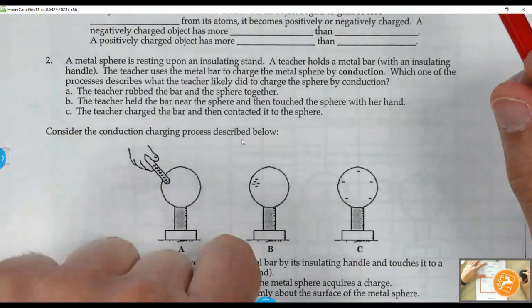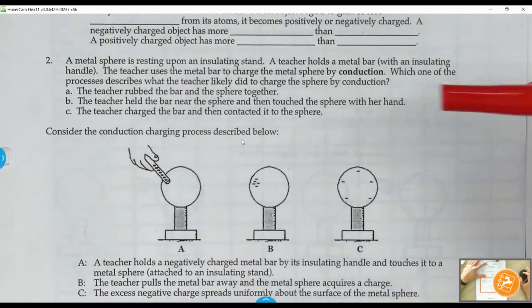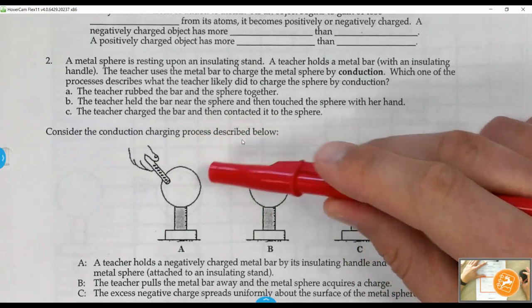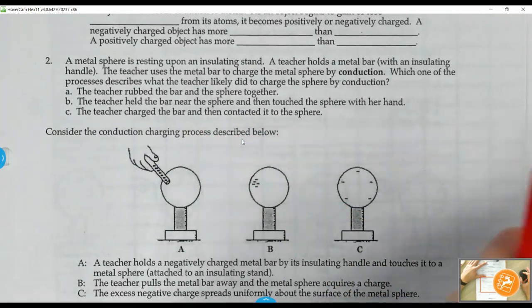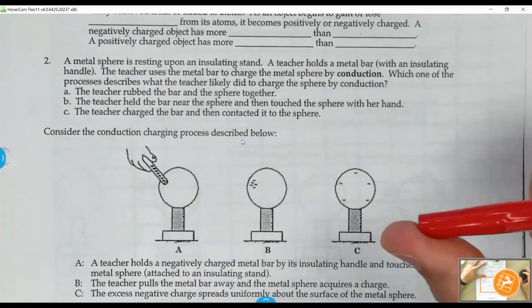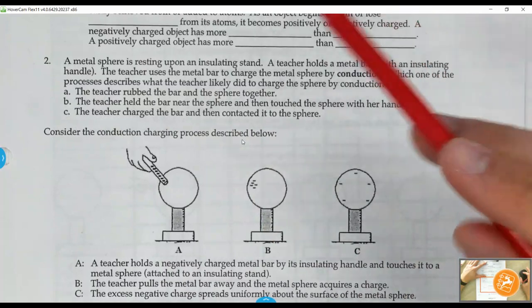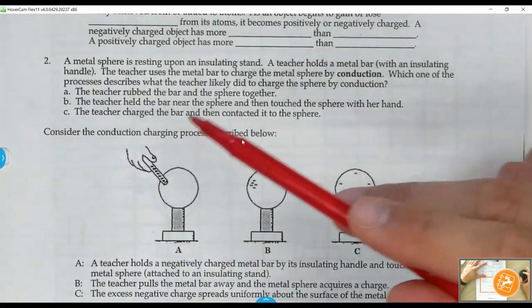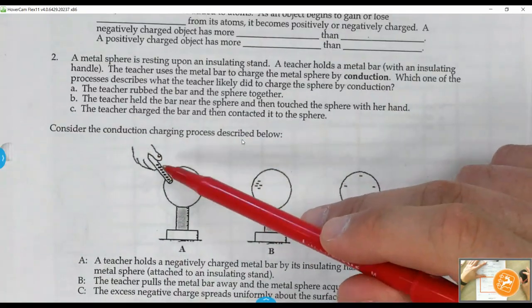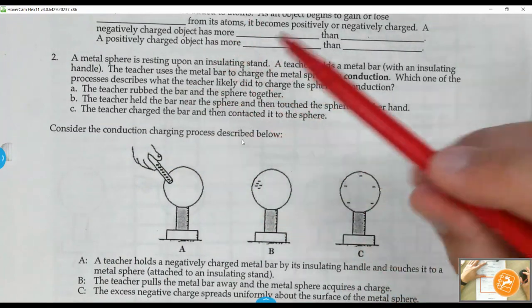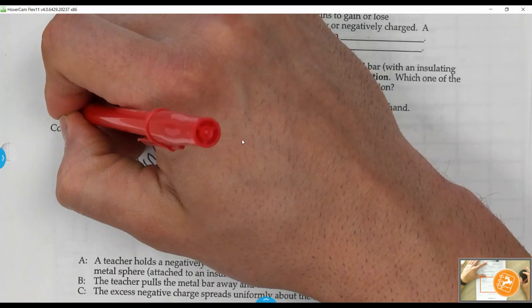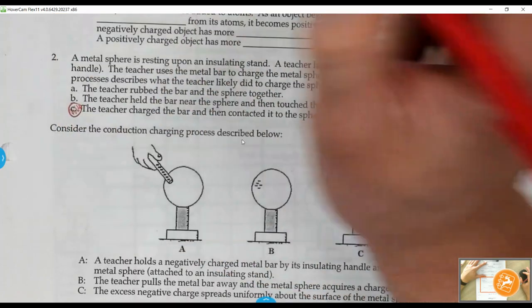Is the teacher rubbing the bar on the metal sphere? A metal rod rubbed onto a metal sphere? Absolutely not. Just thinking about rubbing a fork and knife together, that little high-pitched screech, would bother me. That's not going on. Held the bar near but not touching? No. This is pretty much showing that it's touching. So yeah, there you go. Looking at C.